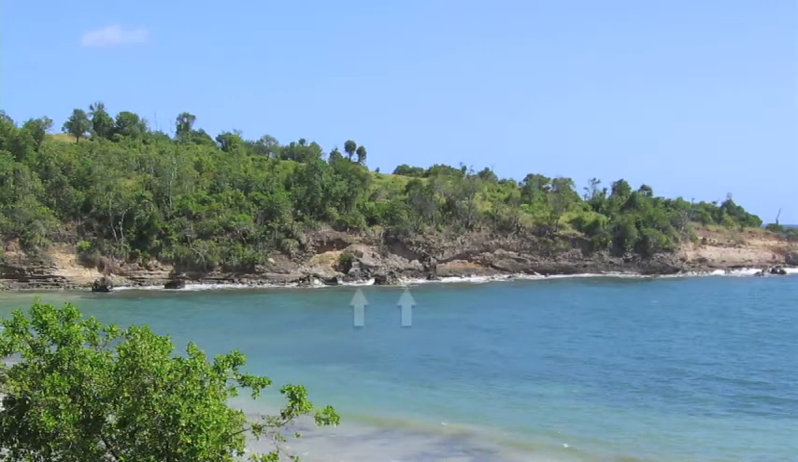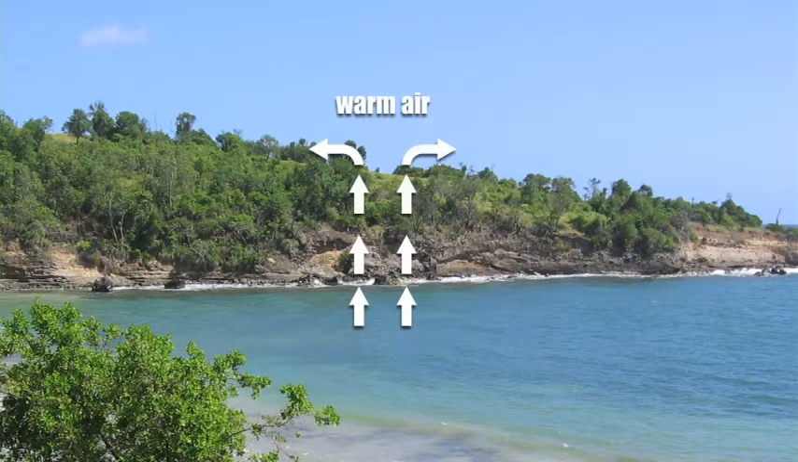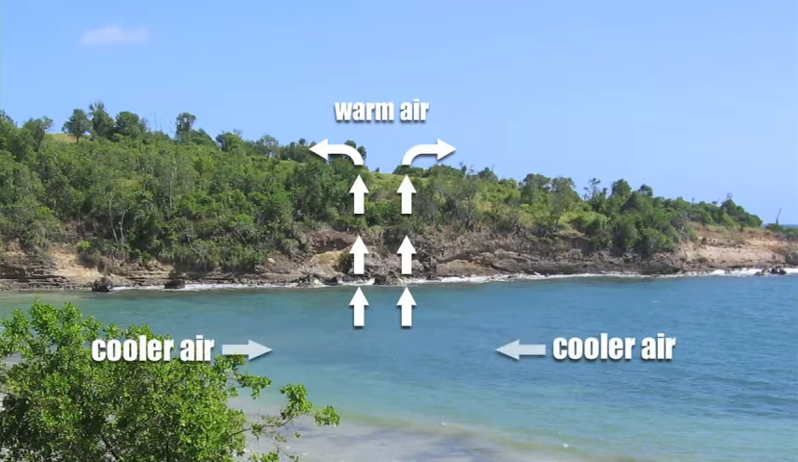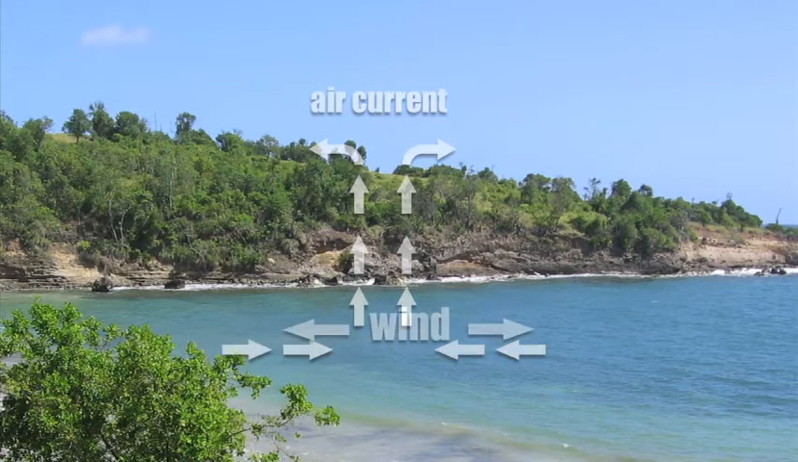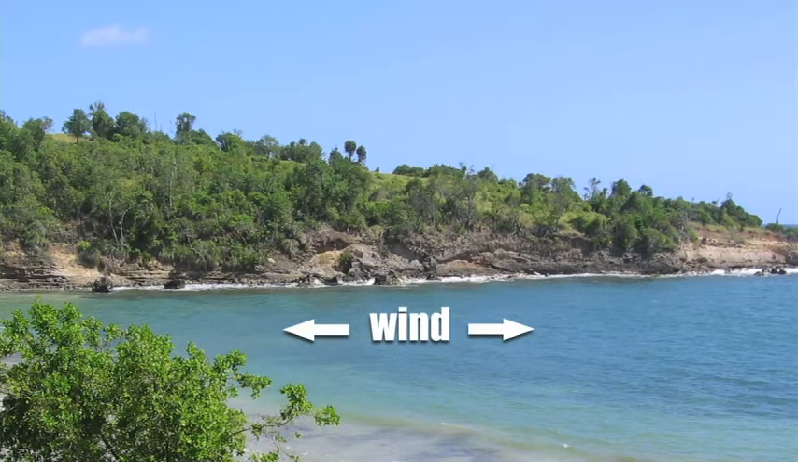Air begins to move when the sun heats the land and warms the air above. Warmer air pushes upward because it is less dense. At the same time, heavier, cooler air is drawn in below to replace the warmer rising air. Air that moves up and down is called an air current. Air that moves on the same level is called wind.